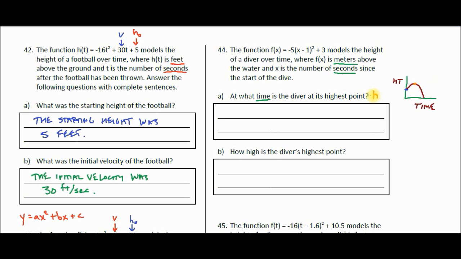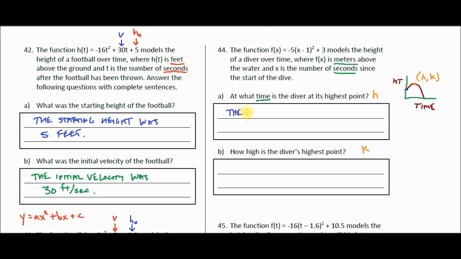And because our h value is the x value of the parabola, this is h comma k. There's our vertex, our highest point. And look at this: how high is the diver's highest point? Well, that's the k value, the value from the y-axis. So all we're looking at here is h and k. So what time is the diver at the highest point?